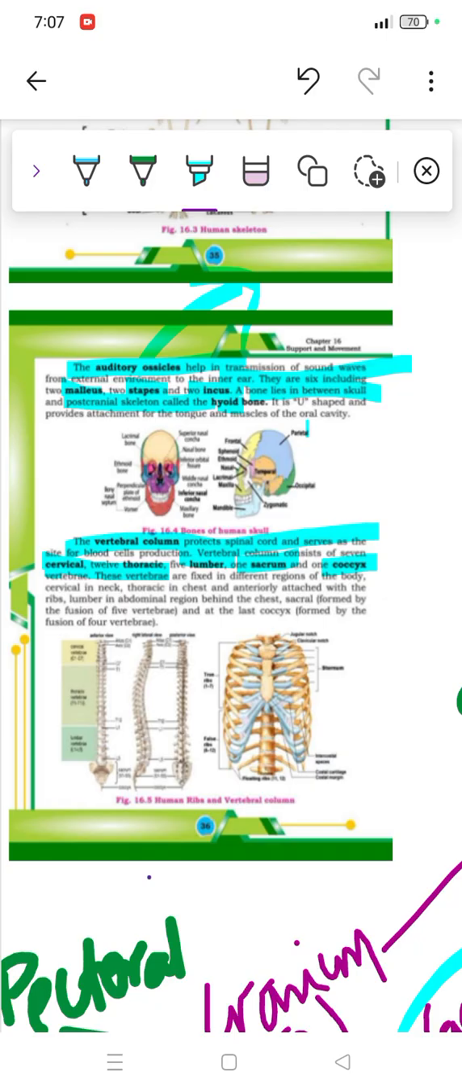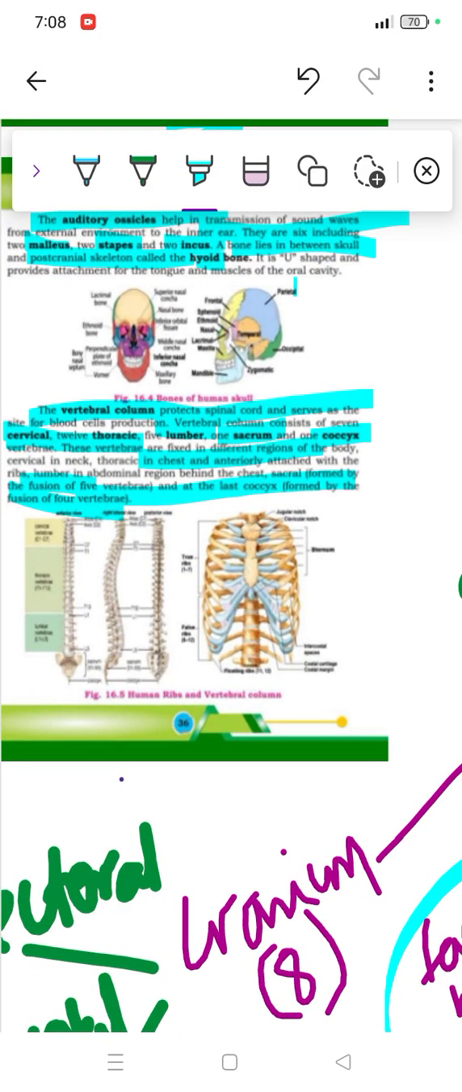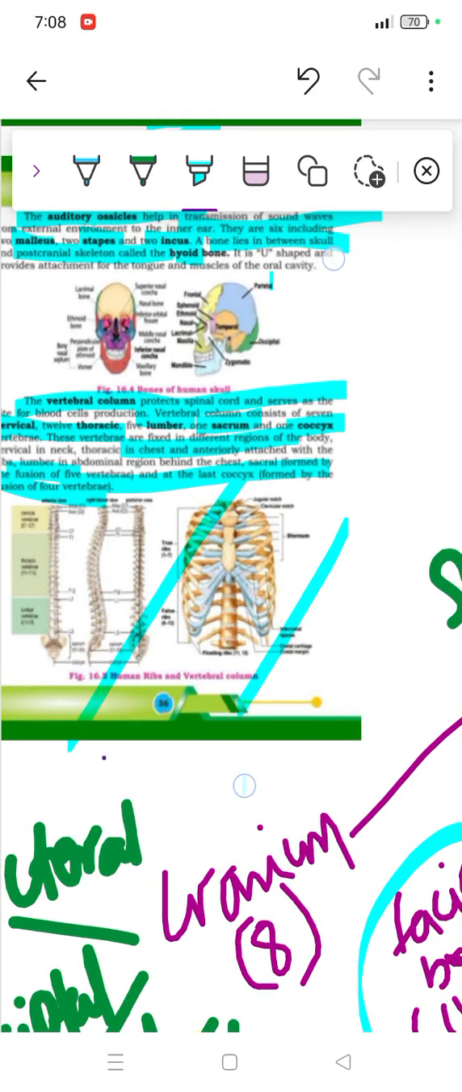We'll do all these things in quite detail for every part in the next video. Today is only an introduction to the axial skeleton. We have different regions of the body: the neck, thoracic, chest, and the last, the coccyx, which is formed by the fusion of four. I'll tell you that later on. Then ribs and all divisions, we'll do all these things.